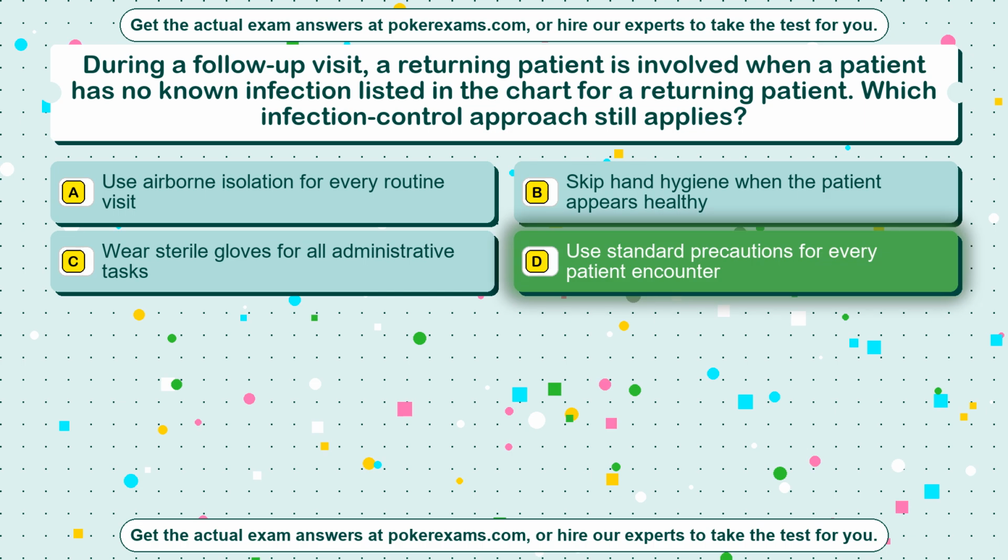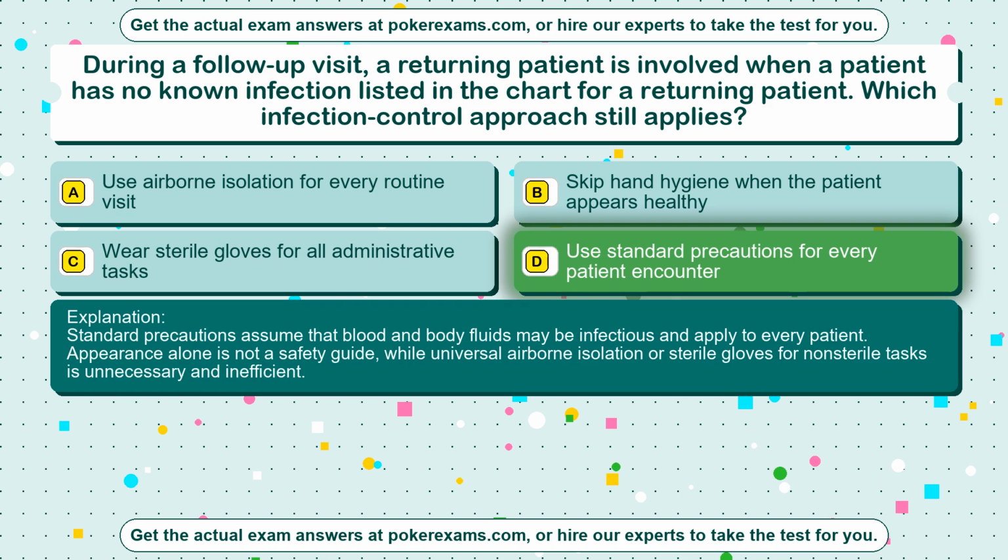The correct answer is option D. Use standard precautions for every patient encounter. Standard precautions assume that blood and body fluids may be infectious and apply to every patient. Appearance alone is not a safety guide, while universal airborne isolation or sterile gloves for non-sterile tasks is unnecessary and inefficient.